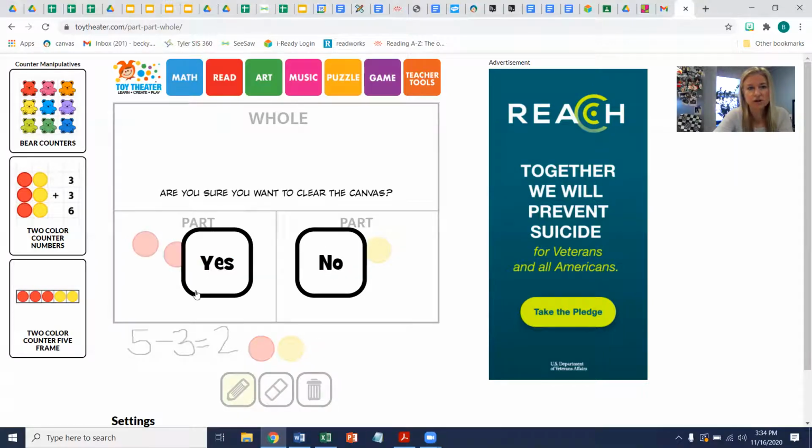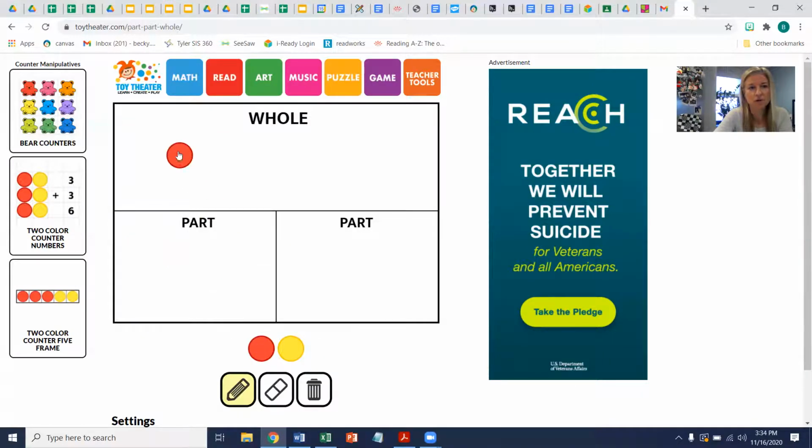All right, let's try another one. So I'm going to start with my whole group because for subtraction, we start with the whole group. We have 2 different parts, but they're all together up here. So let's see how many we have all together. 1, 2, 3, 4, 5, 6, 7. So I'm starting with 7. That's my whole group number. That's what we're starting with.